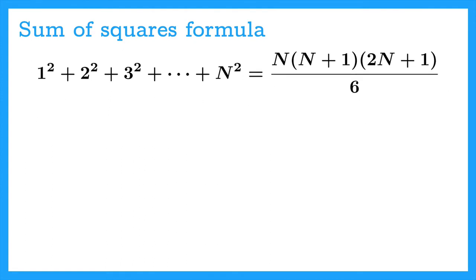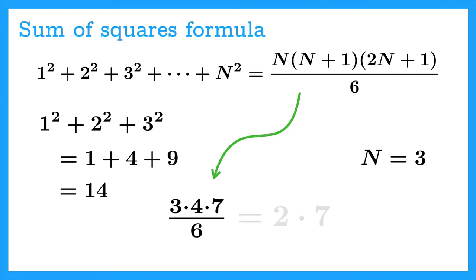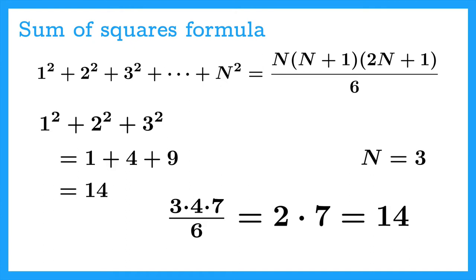Now we're not going to prove this in this video. We'll just make sure this works in a couple of cases. So let's take the simple case of n equals 3. We'd be looking at the sum of the first 3 squares, 1 plus 4 plus 9, which turns out to be 14. And if we look at the formula on the right side and substitute 3, we get 3 times 4 times 7 all over 6, which simplifies to 14. So the formula works in this case.